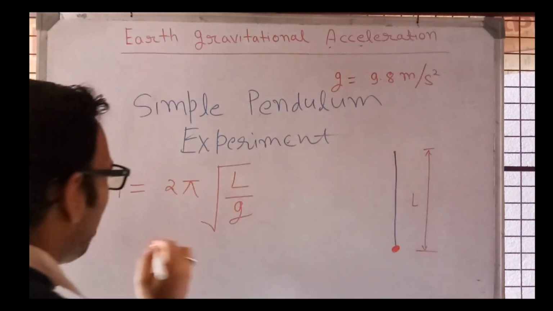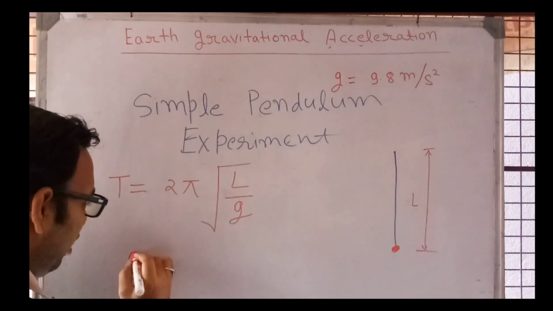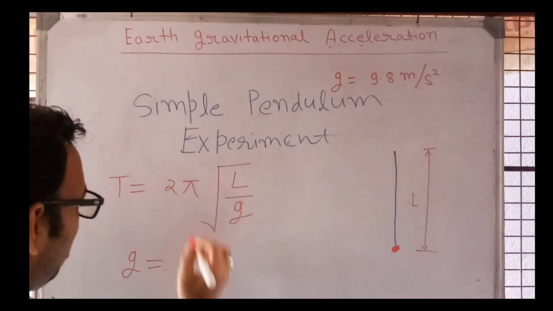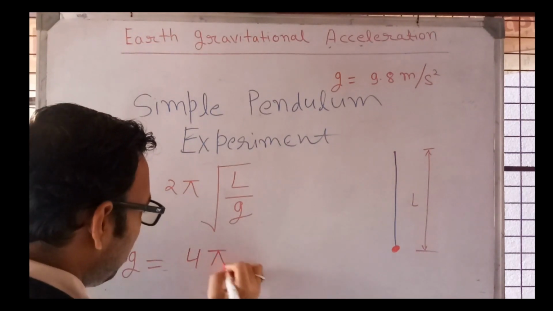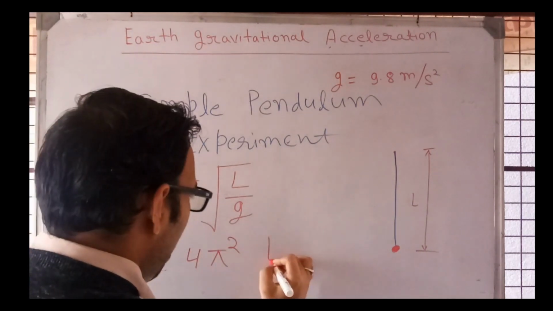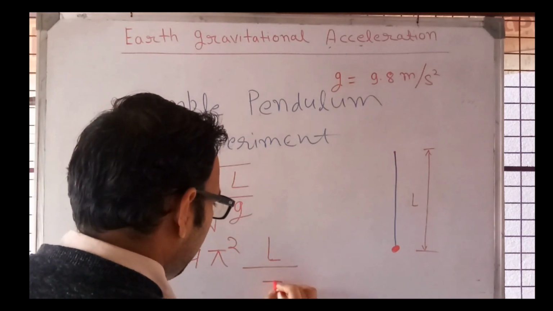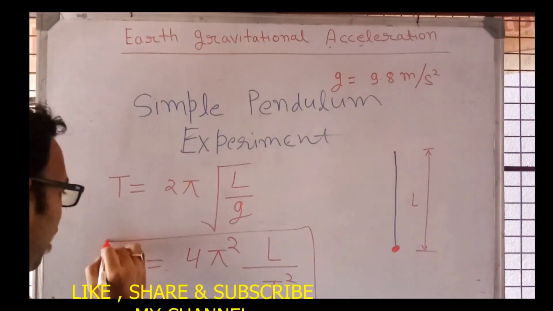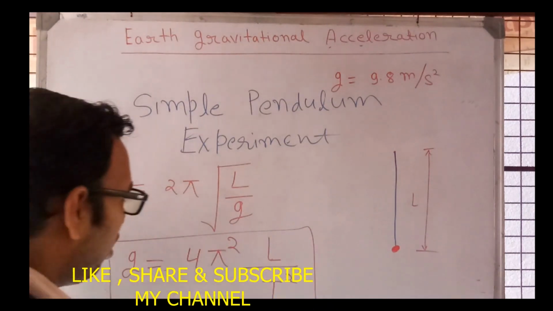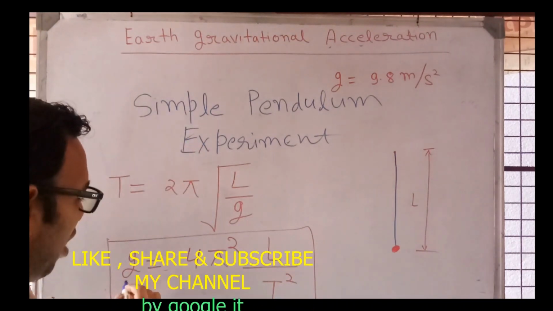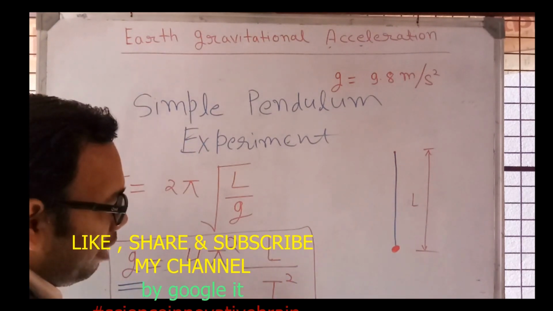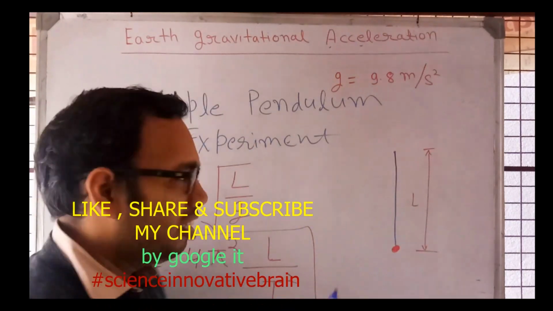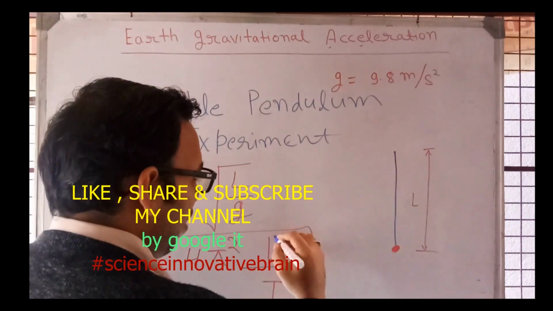Then how will we calculate the value of g? From this formula, g is equal to 4 pi square L upon T square, where T is the time period. With this equation, we can find the value of g with the help of the time period. We know the length of the thread we are using, so we will measure that thread length. Then we can find the value of L.